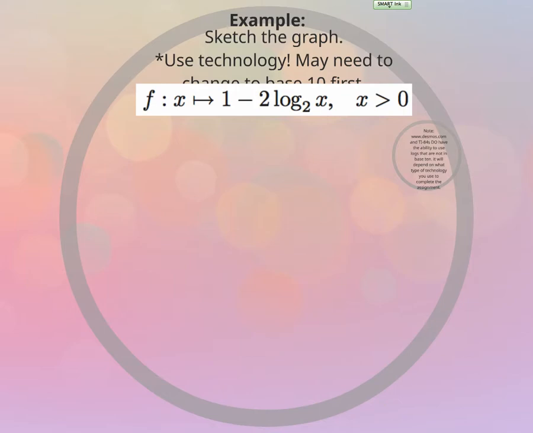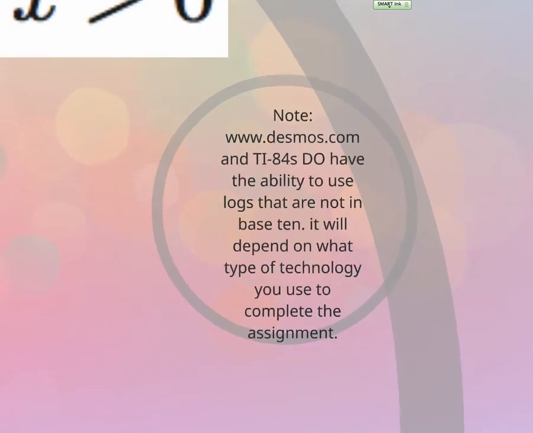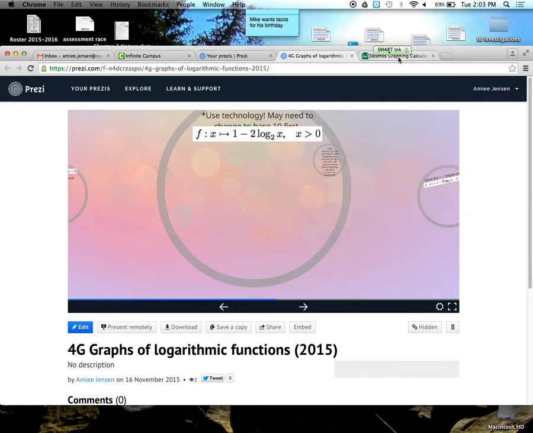It does say use technology, and what got covered up is that you may need to change to base 10 first. However, Desmos and your TI-84s and TI-83s do have the ability to use logs that are not in base 10. So we're going to skip the change of base stuff. But we know how to do that, right? Because we talked about it yesterday. We're going to skip that change of base because we've got the technology to skip that step. Everyone has that written down? Okay, so we're going to go to our technology now and graph it.